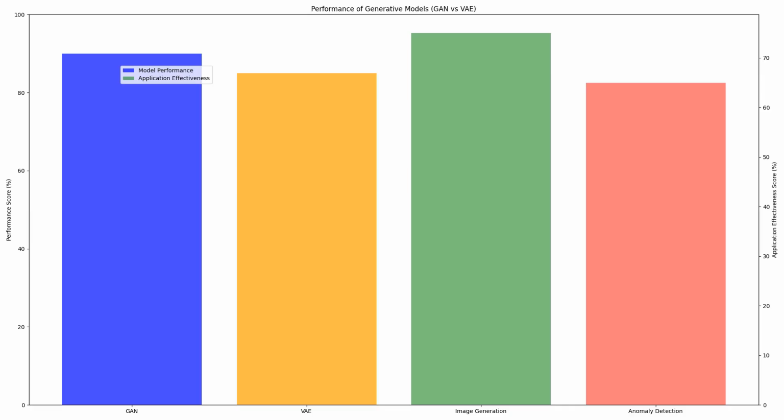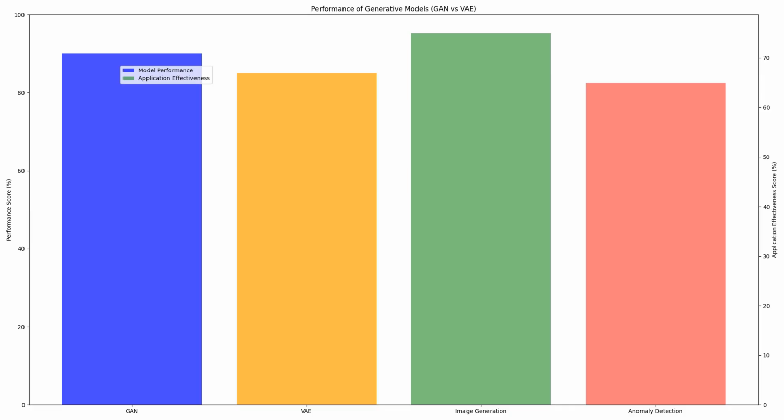On the right axis, we see application effectiveness scores, which show image generation at 75% and anomaly detection at 65%. Here, that 10-point gap emphasizes that these models are relatively more effective for image generation tasks compared to anomaly detection in this context. So it makes two clear points.